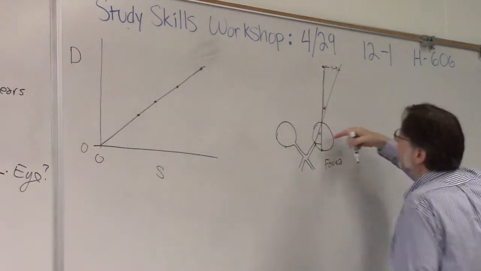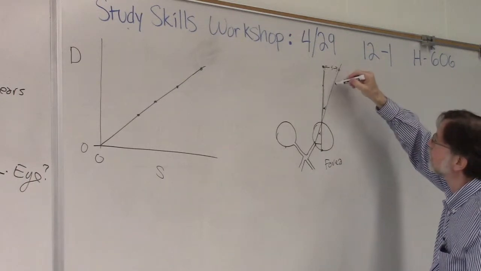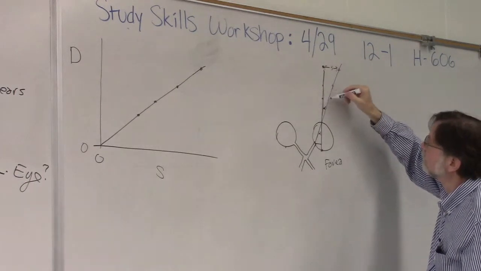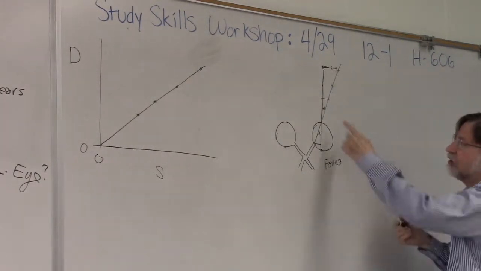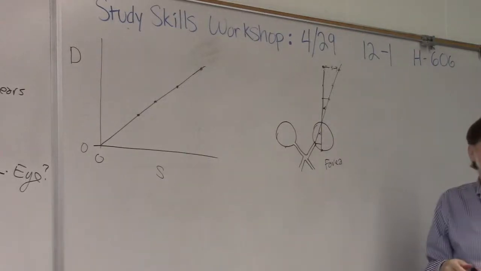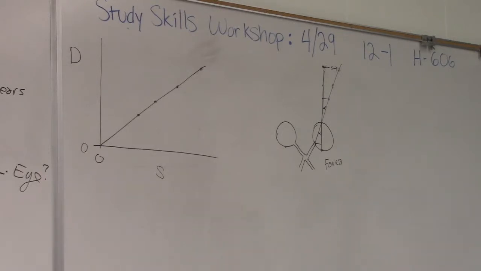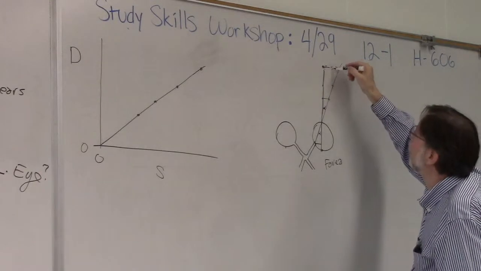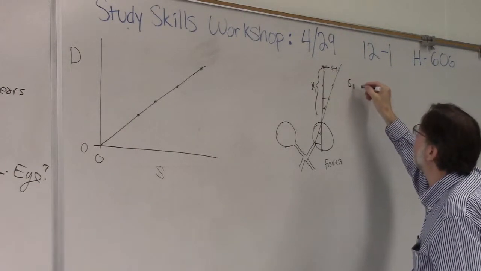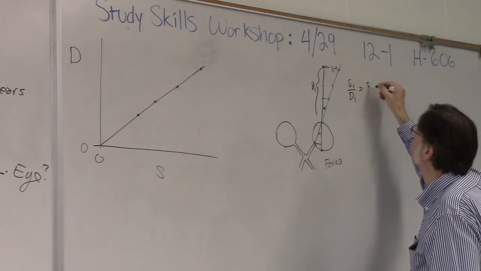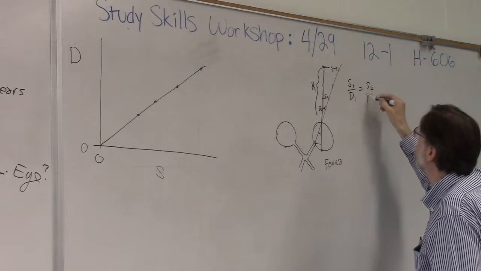And so this triangle down here is similar to this triangle, or actually to this triangle, or to this triangle. These are all similar triangles. They're all right angles with the same angle alpha. And what do we know about similar triangles? We know that ratios of corresponding parts of similar triangles are equal. So that means that S1 divided by D1 is equal to S2 divided by D2.